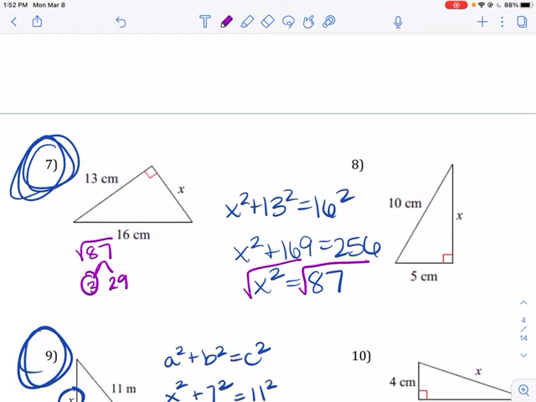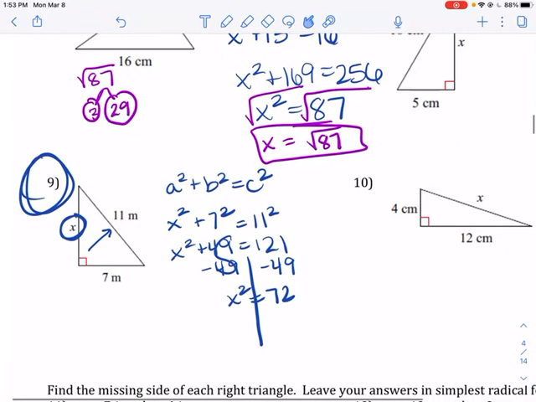Now, 3 is prime, 29 is also prime. Since both of these are prime numbers, this number cannot be simplified. So what you'll write for your answer for x is just the square root of 87, and that is the simplest radical form. That one was pretty easy.